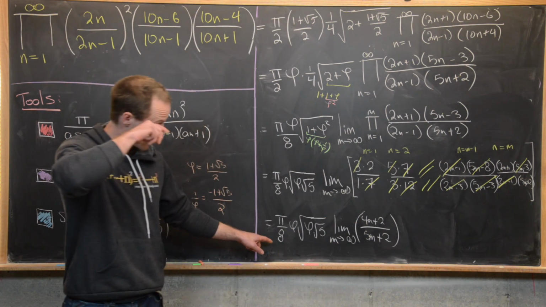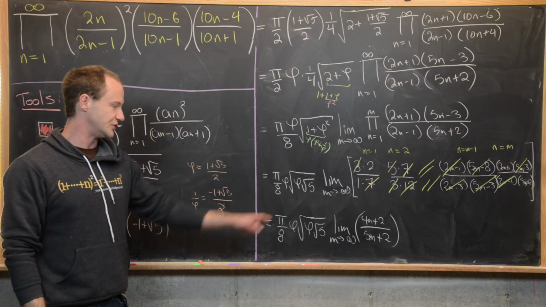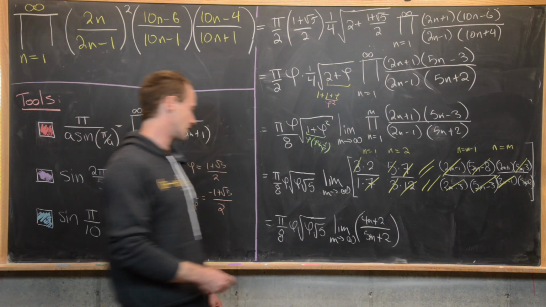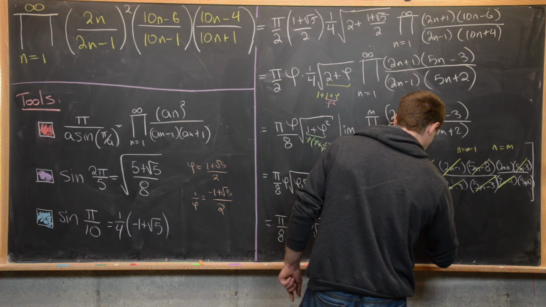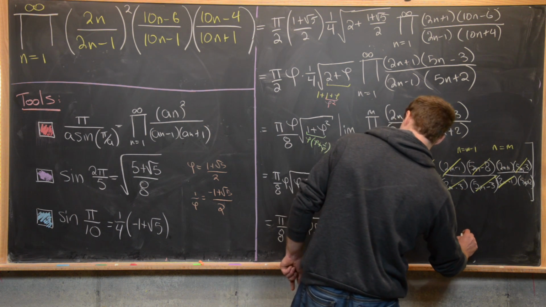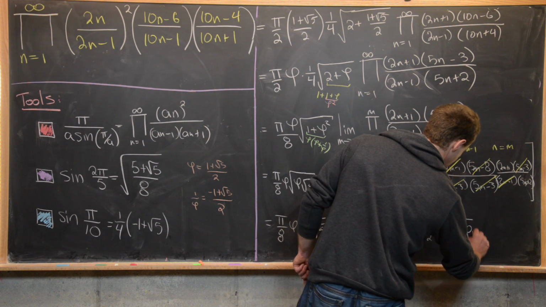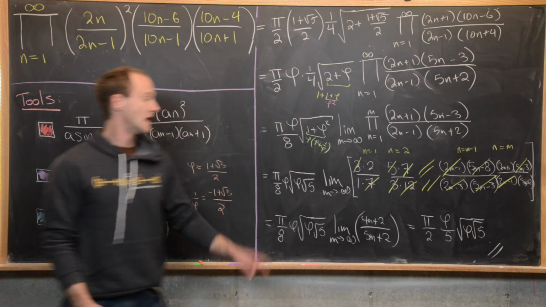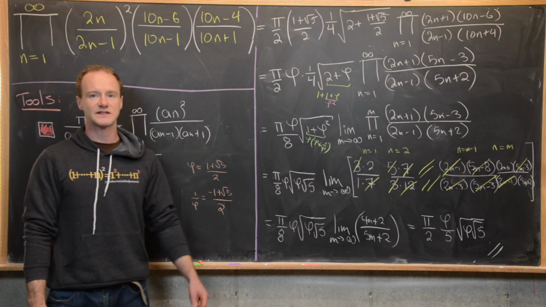This 4 can come out and cancel this to give us pi over 2, and then we've got a 5 in the denominator. So let's see what we're left with. We're left with pi halves, and then we have phi over 5 times the square root of phi times the square root of 5. Good. And that's our final answer. And that's a good place to stop.